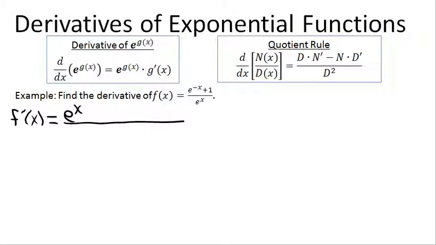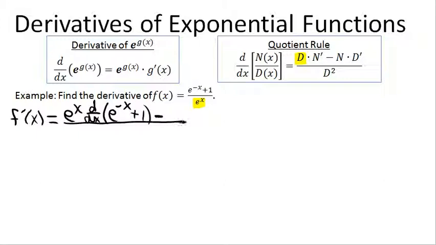Remember, we're just reading off the rule here. It's the denominator, which is e to the x, multiplied by the derivative of the numerator. Well, the numerator is e to the minus x plus 1, and I'm going to just write it out symbolically for now. It's the derivative of the numerator. Okay, now continue with the formula.